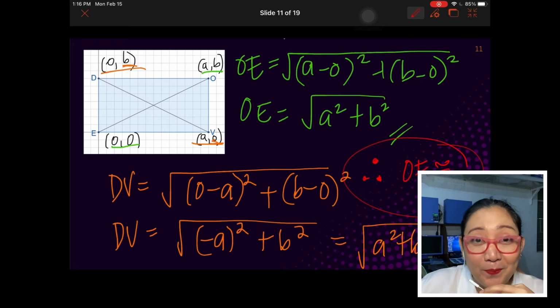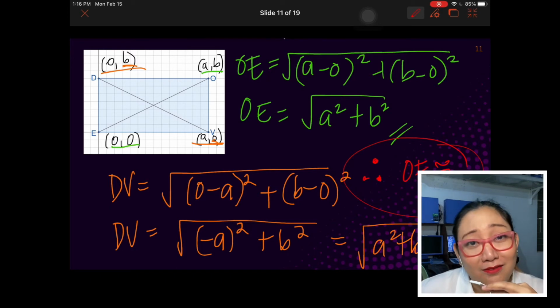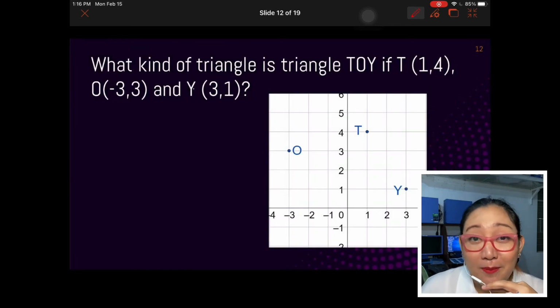Okay po? Sana na-gets niyo yun. Kung hindi man, i-pause niyo, ibalik niyo ulit para mas maintindihan niyo siya. Kaya niyo yan. I believe in you guys. So, that's our first example. Very straightforward lang.